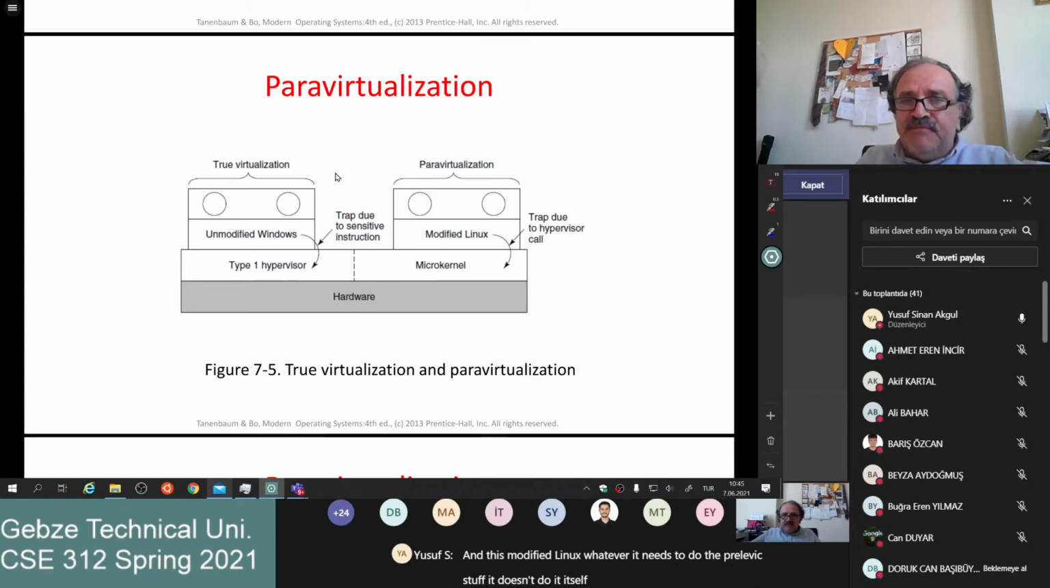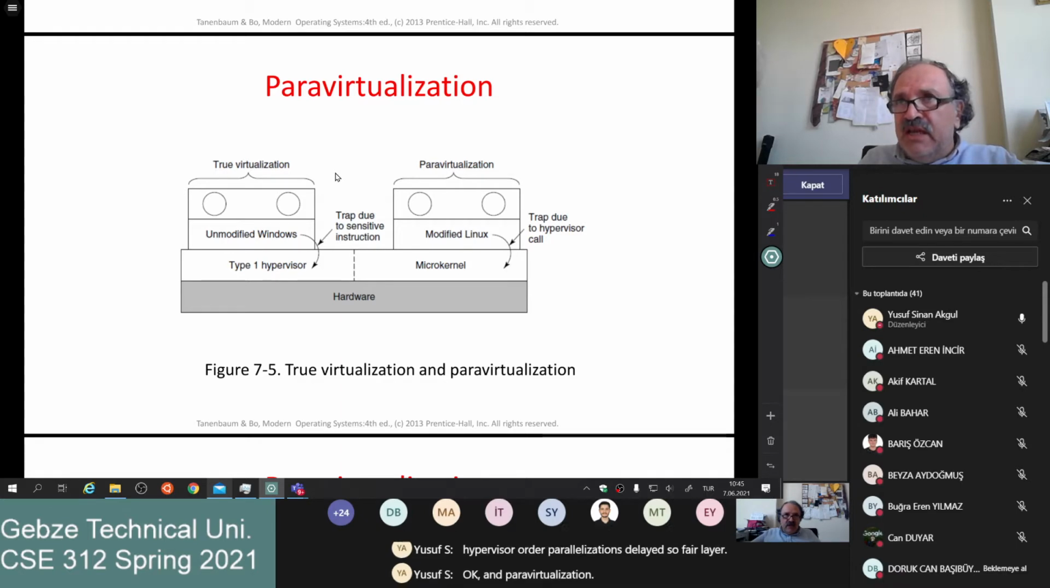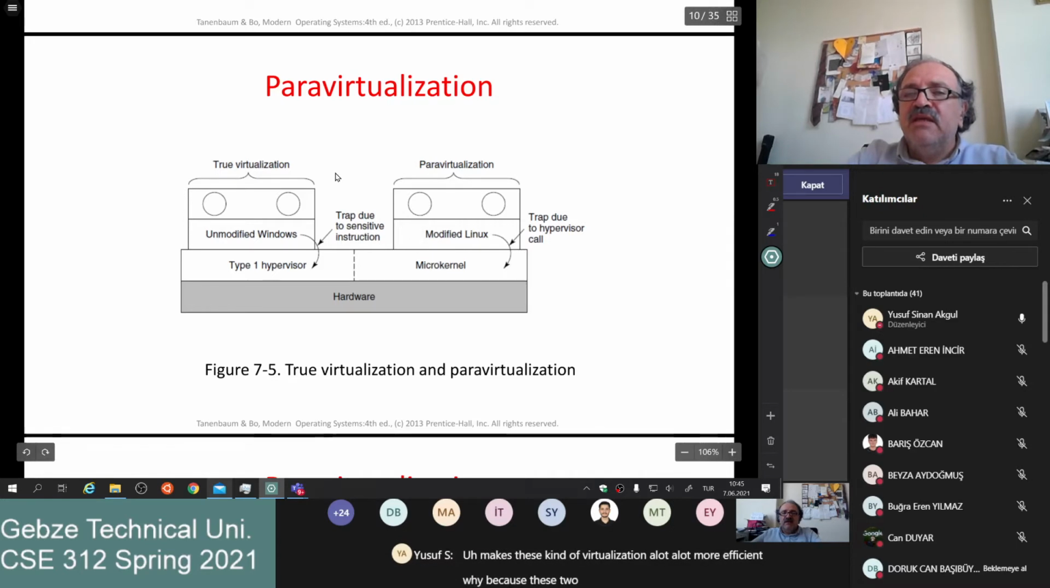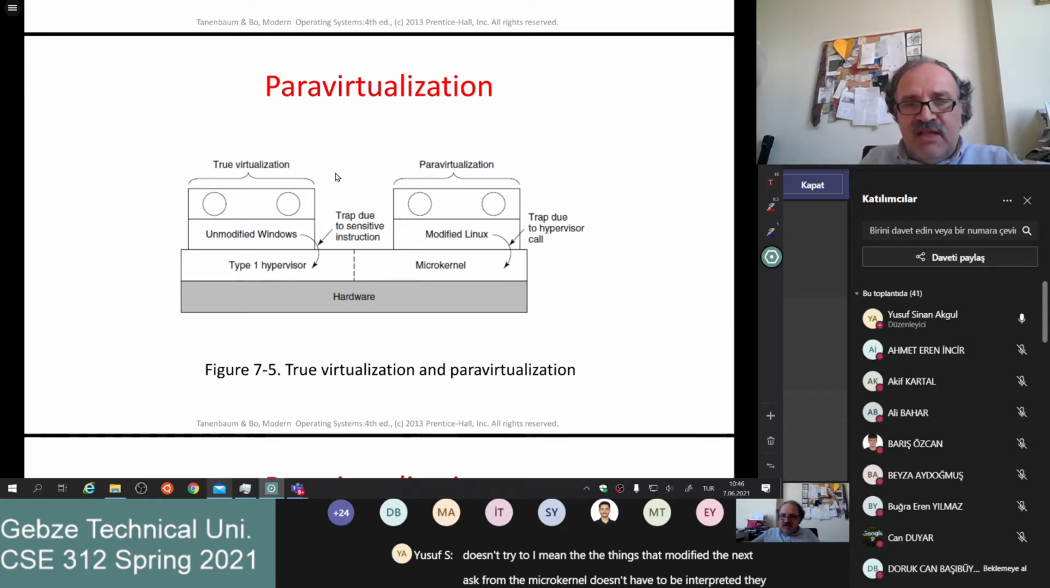It does that by asking the hypervisor, the specialized hypervisor, or the para-virtualization software layer. Para-virtualization makes this kind of virtualization a lot more efficient. Why? Because these two can communicate. The things that the modified Linux asks from the microkernel don't have to be interpreted. They can communicate much more efficiently.